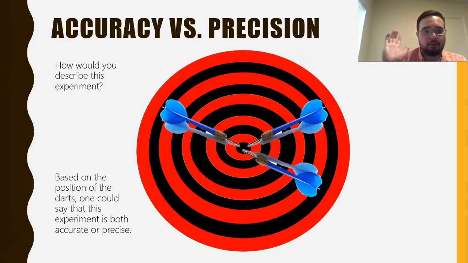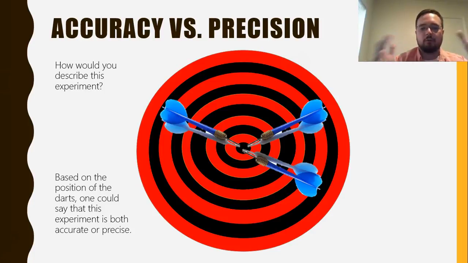Why is it accurate? Because all three of them hit the bullseye, so it hits the accepted value each time. It's really precise because every single dart is within the same area, which means that your technique would have been fantastic and pretty much perfect on this mark, which is what we're looking for in the scientific community when it comes to writing papers and everything. But this is what I want you to strive for in my classroom.